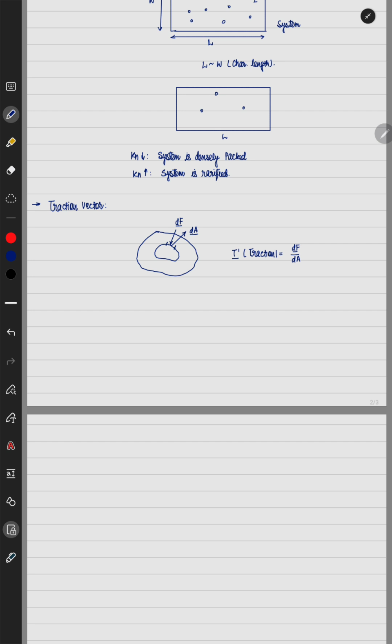Now dF is a vector, because force is a vector quantity, and area is also a vector quantity. So in this case the traction is not just a vector, but it will be identified by using two different indices. The first index, suppose I write it like this, t_in. n and i are the two different indices denoting the area and the force direction. This is traction.